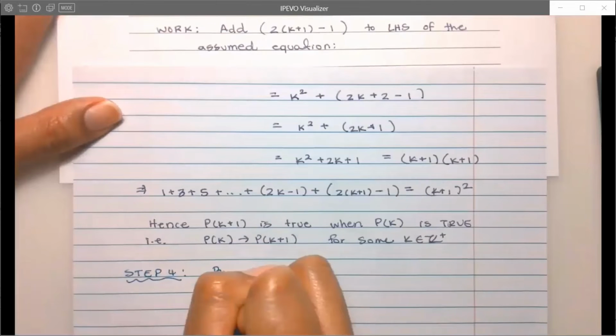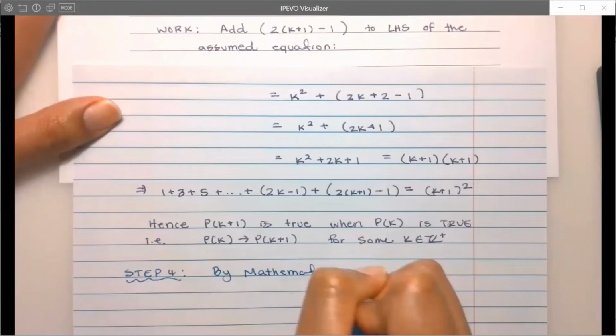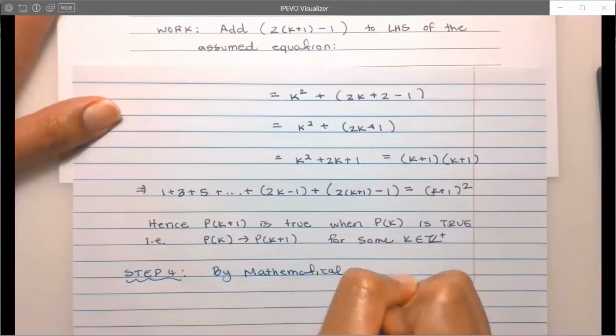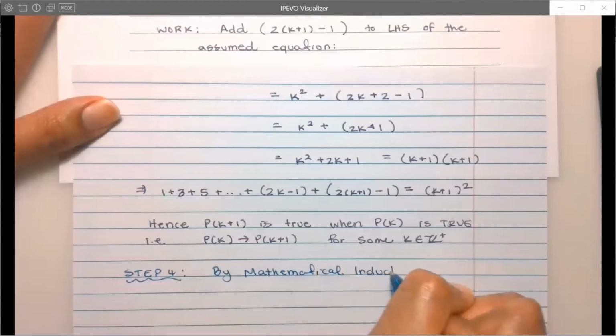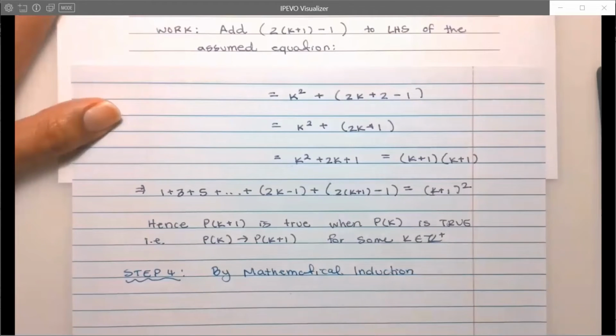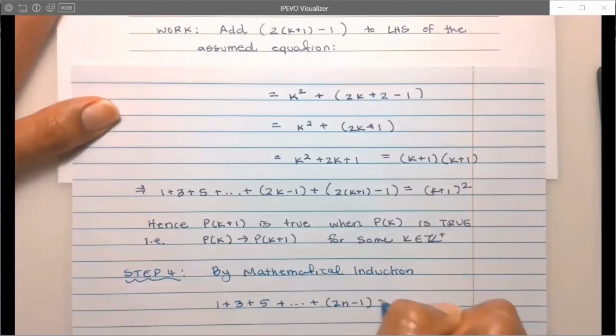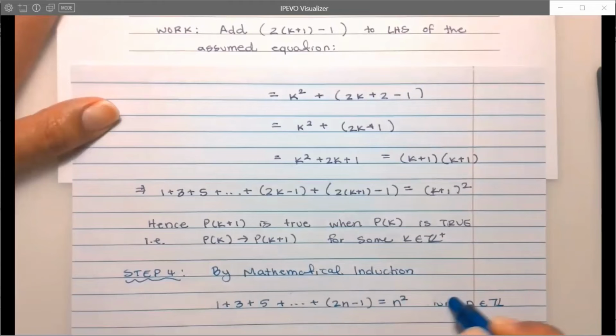So by mathematical induction, P of n is going to be true for all integers in the domain, and P of n is the statement that 1 plus 3 plus 5 plus all the way down to 2n minus 1 is equal to n squared. And this should say for all.